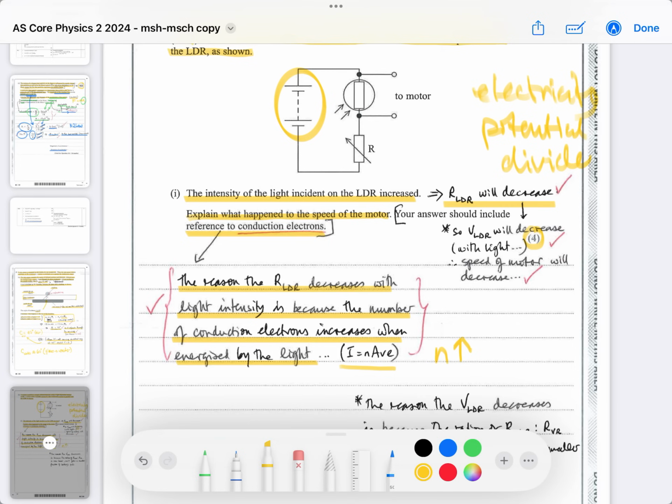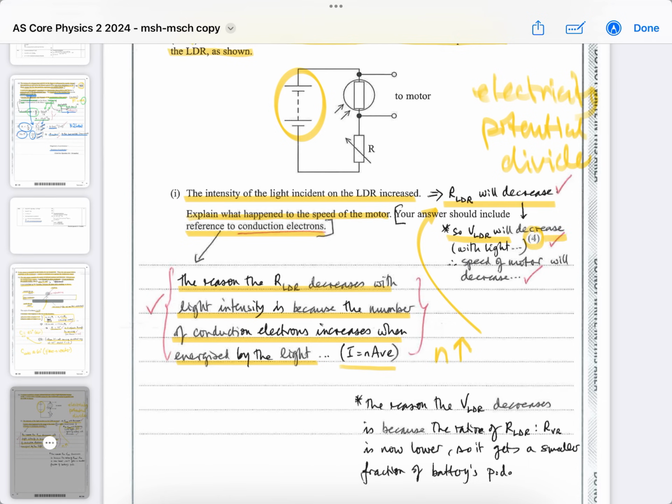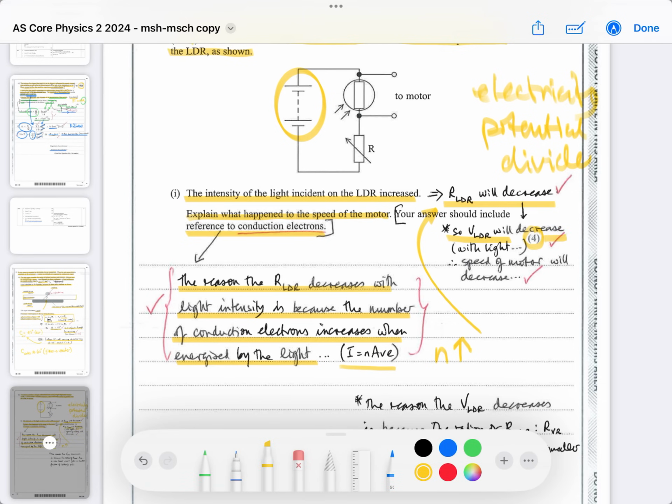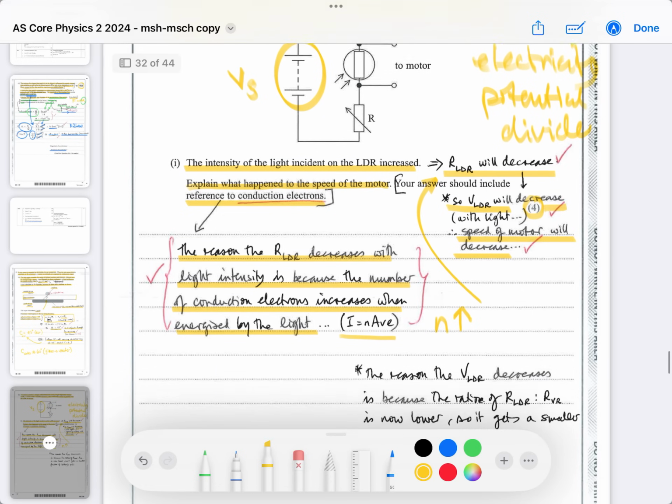Yeah? So if the resistance of the LDR decreases due to the more conduction electrons, then the voltage across the LDR will also decrease. Because remember that the voltage of the supply, Vs, is shared between the two resistances, and if the LDR resistance has gone down, it's going to get a smaller share of the total voltage. Okay? So the speed of the motor will decrease because its voltage is in parallel with the LDR, and the voltage of the LDR will decrease. And that's how you get the 4 marks.